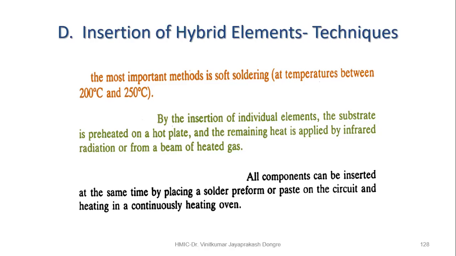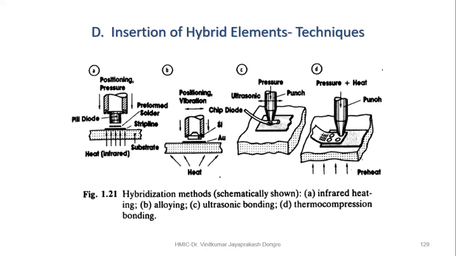In general, we can say it is a simple soldering technique. You can do this, and there are some other processes also. The temperature is maintained at 200 to 250 degrees centigrade. So these are the techniques. These are three or four techniques for the different component bonding and alloying, and in this way we can put the hybrid element in the system.